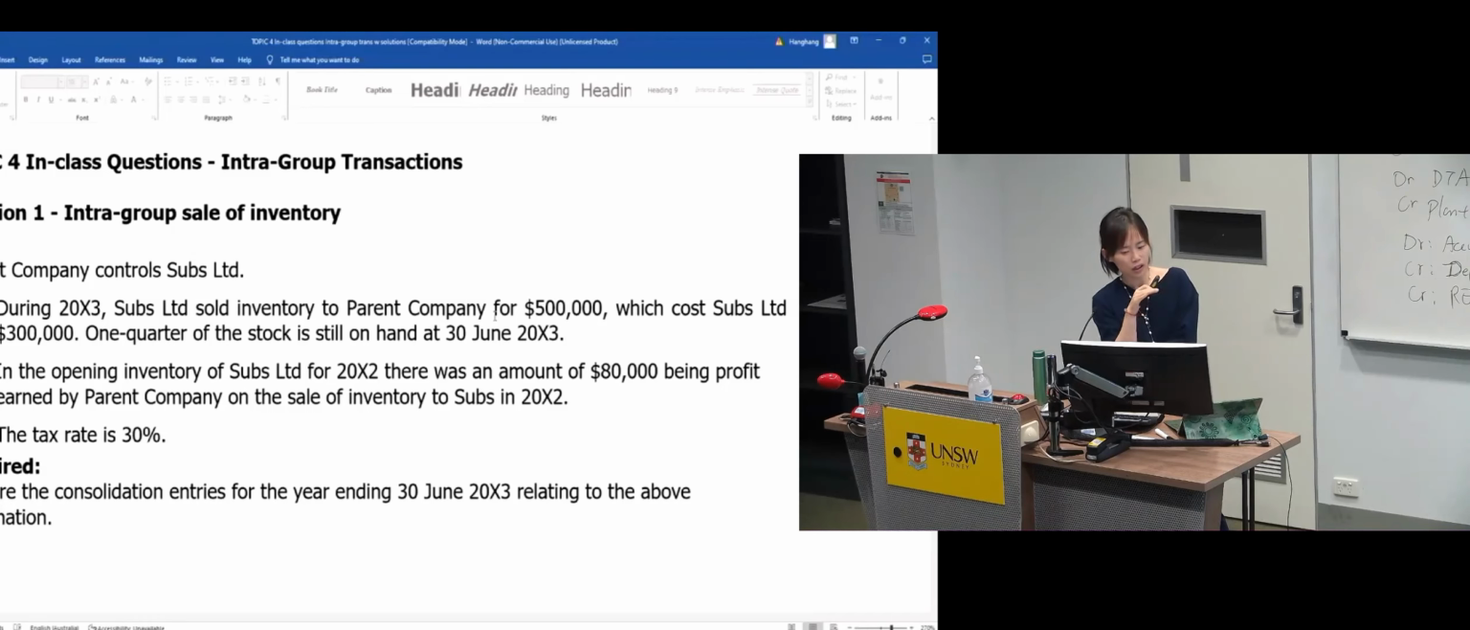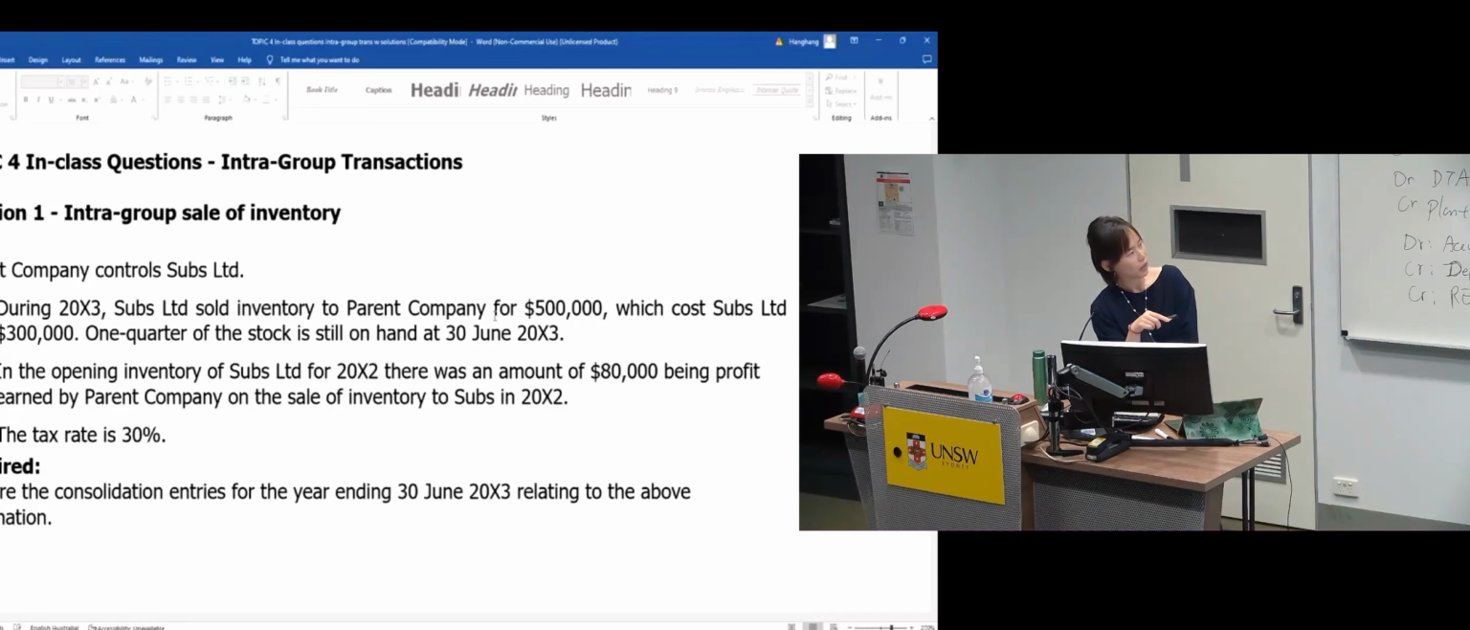Let's use the four-step method. What is the first step? Eliminate all the intragroup sales revenue in full, right? So how to record that? Xiuyun, that's you, right? What is your first line adjustment in the worksheet? You debit intragroup sales revenue, right? So we need to debit the intragroup sales. The intragroup sales revenue here is 500,000.